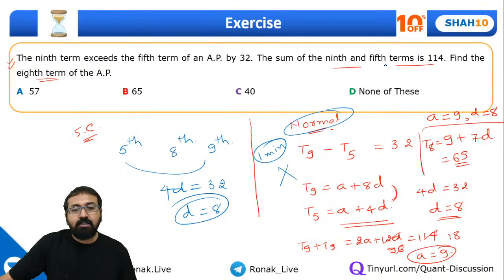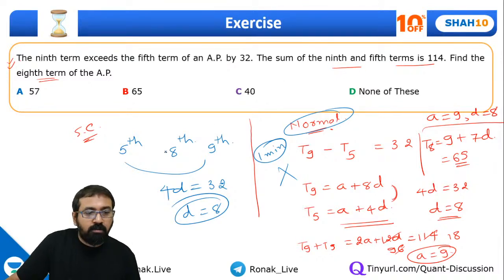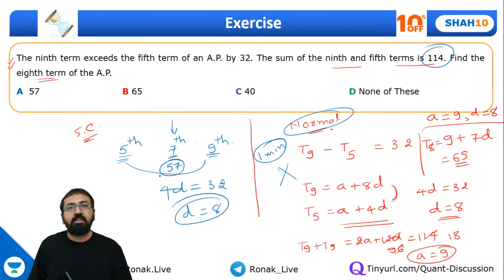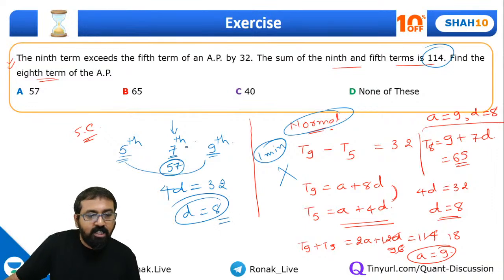Now the sum of the 9th term and 5th term is 114. Which term is in between the 9th term and 5th term? The 7th term is exactly in between. So if the sum of these two terms is 114, then this 7th term should be half of 114, that is 57. So we got the 7th term as 57. We know the difference is 8. So what should be the 8th term? 57 plus 8, that is 65. This is the answer.